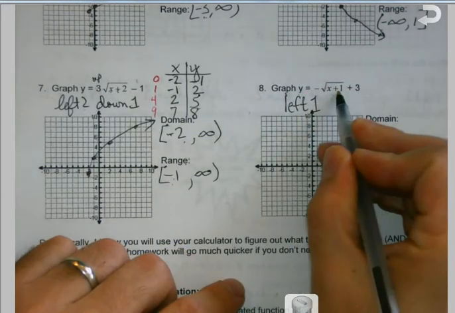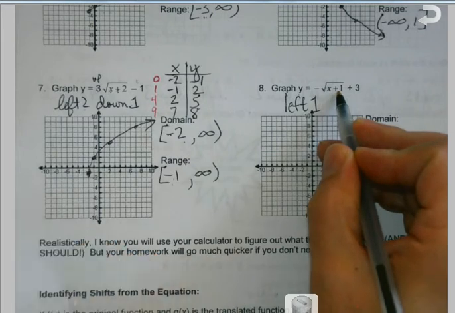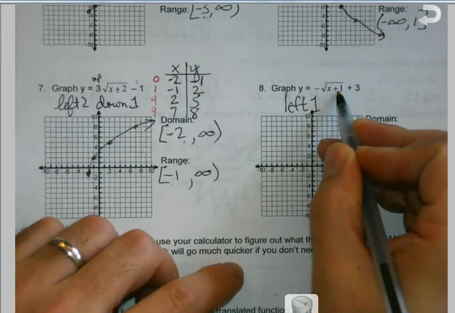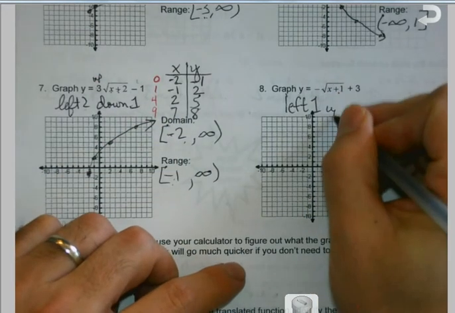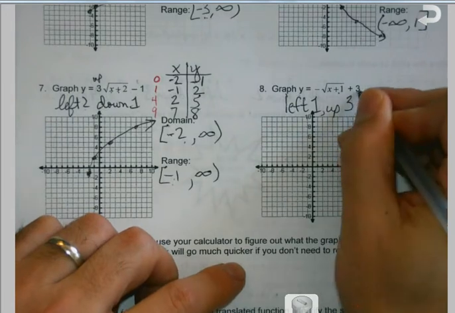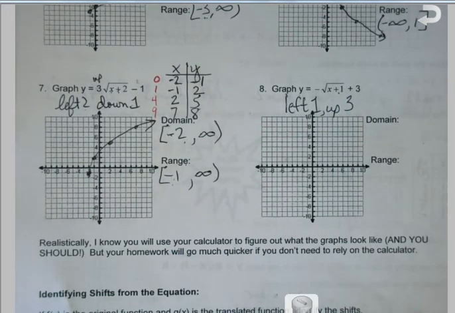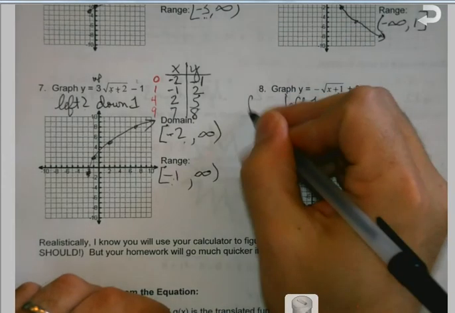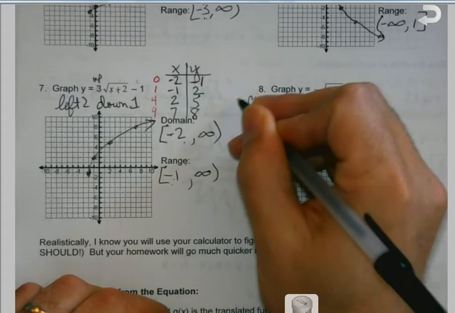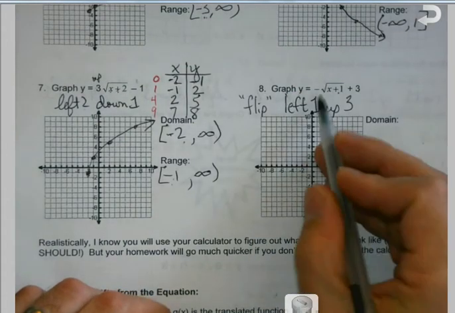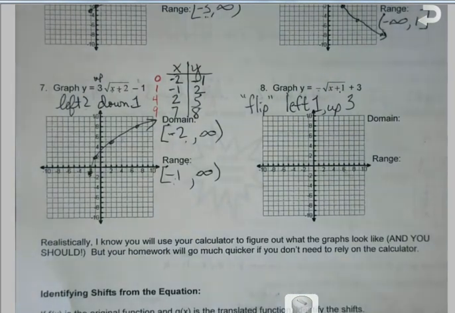Because this number in here is always telling me my left or my right, and it's the opposite of what I would think it is because of the x minus h. And up 3 because the value outside my radical tells me my up or down value. Now, there's one other small change in this one, and that's that this one will end up flipping downward because of the negative that's out in front. So I have a little bit of an idea of what's going on.